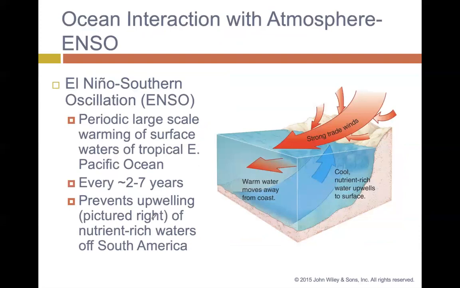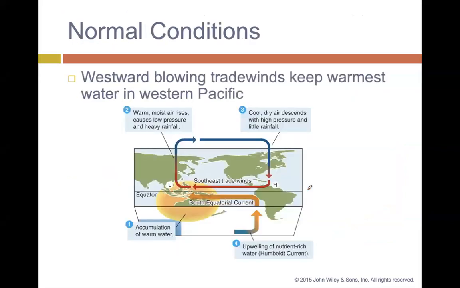Ocean interaction with atmosphere: El Niño Southern Oscillation. This is the periodic large-scale warming of the surface waters of the tropical Pacific Ocean. It happens every 2 to 7 years, and it prevents the upwelling, pictured on the right, of nutrient-rich waters off of South America. So in normal conditions, the westward blowing trade winds keep the warmest water in the Western Pacific.